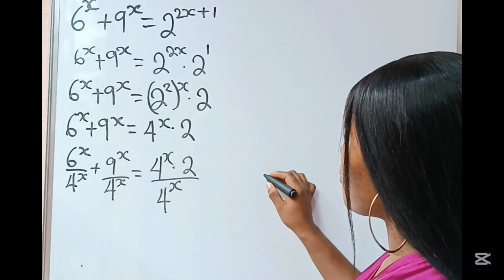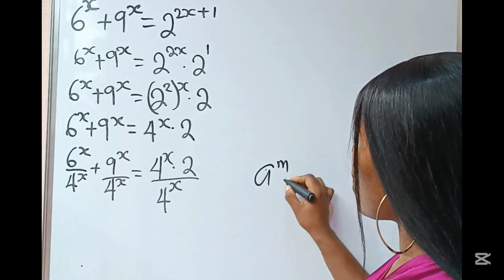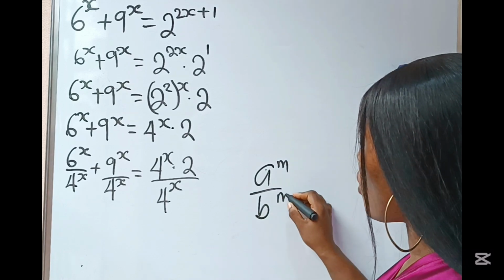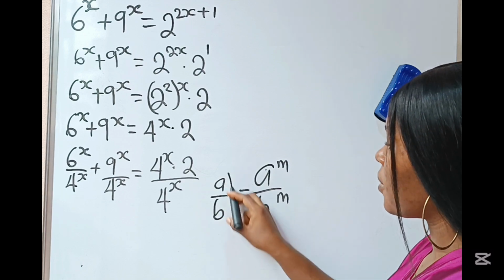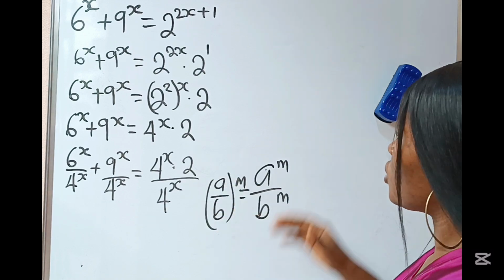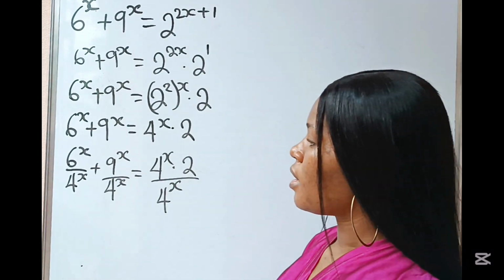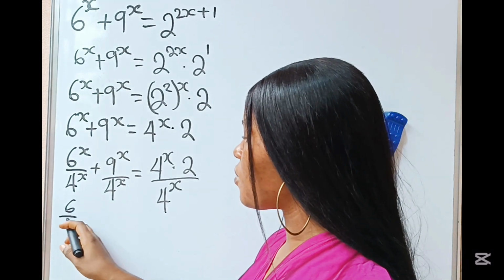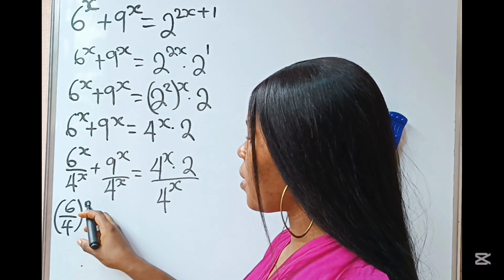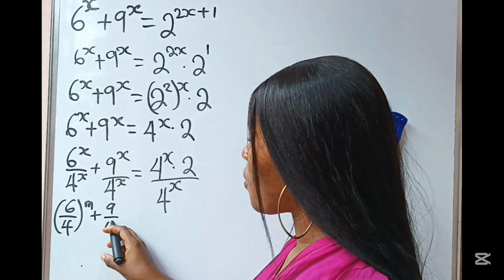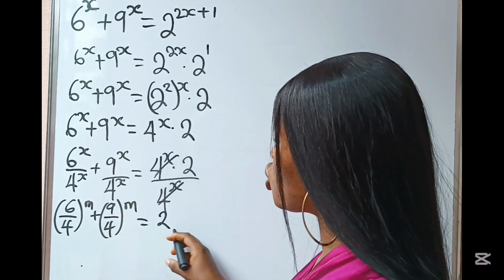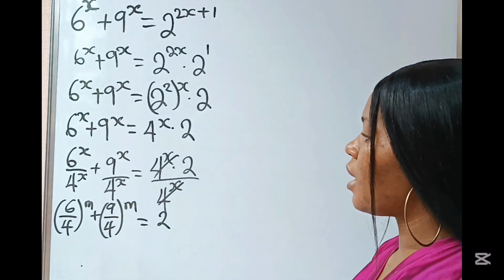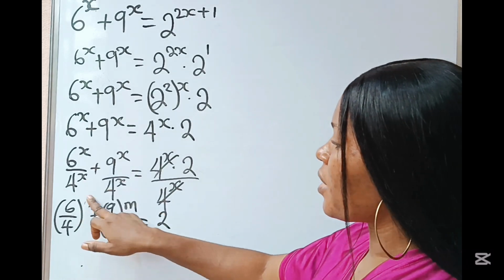Now, when you have a to the power of m divided by b to the power of m, it is equal to a over b raised to the power of m. So we are going to introduce that here. Therefore, we can write this as 6 over 4 raised to the power of x plus 9 over 4 raised to the power of x is equal to what? 2.